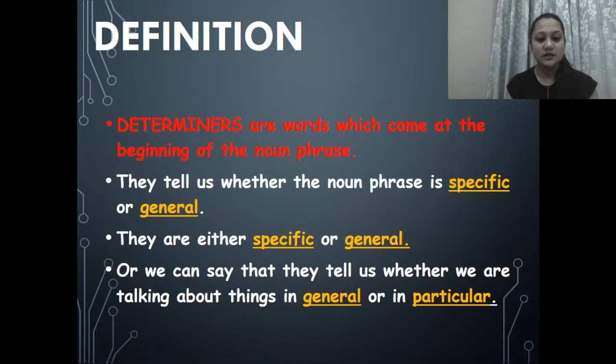Here, the definition. Determiners are words which come at the beginning of the noun phrase. As I've already told you, it comes initially just before the noun phrase. It tells us whether the noun phrase is specific or general. So by specific or general, what do we mean? We mean that when we are very particular, when we are very clear what we are talking about, that means we are going way too specific, right? And general means it can be anything, as if the listener or the reader doesn't know about it, right? So we are talking about the particular noun in a very general context.